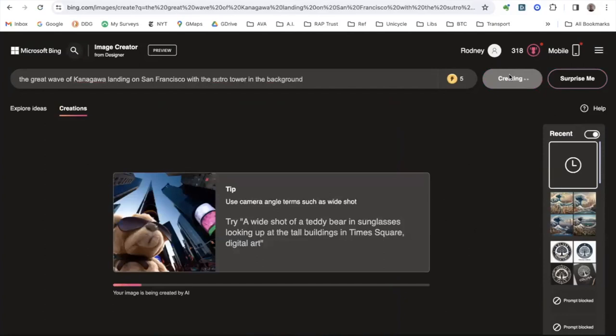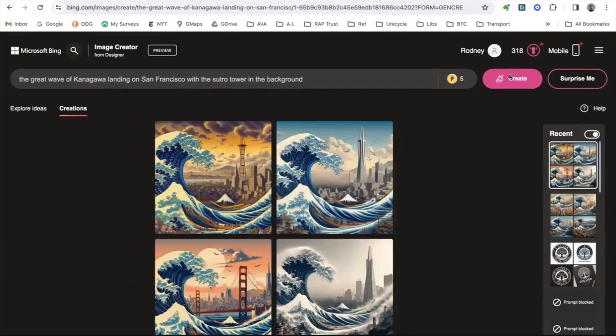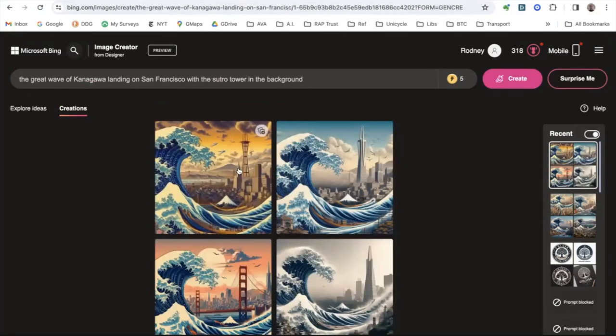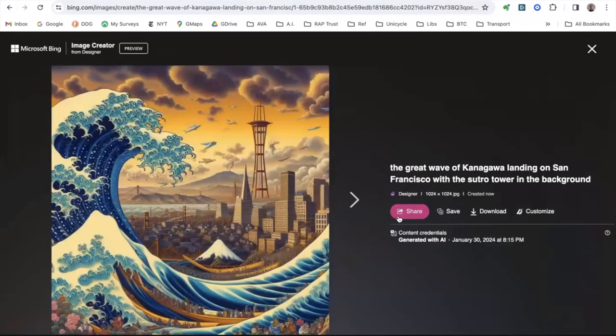So I think you can have fun with this. You could create some kind of logo with it. There are different ways to go with this. Well, now you get the Sutro Tower, at least only in that one though. Kind of interesting that it only gets it there. And there are multiple Golden Gate bridges now. Nuts. And oh, the mountain is really great, Mount Fuji.